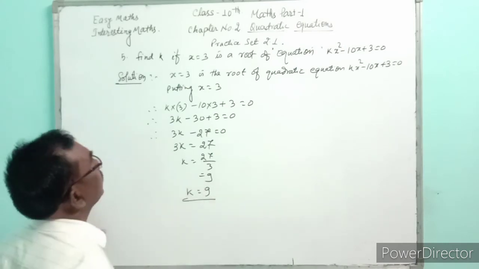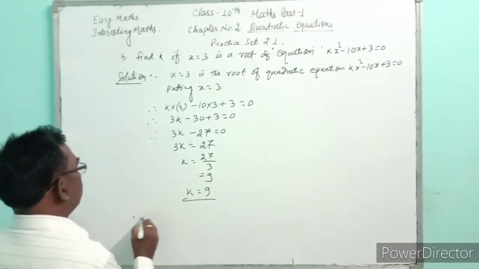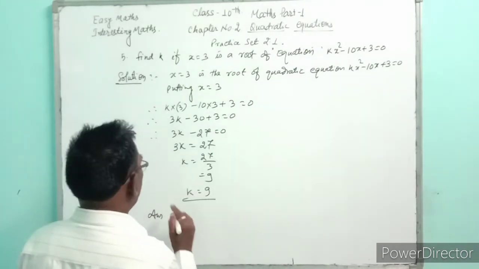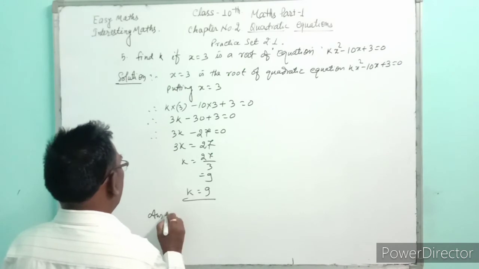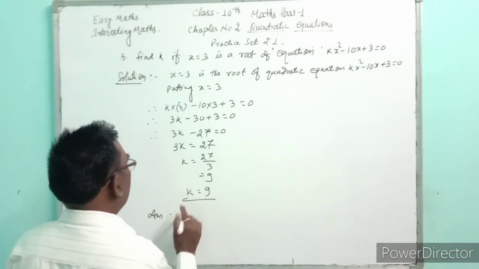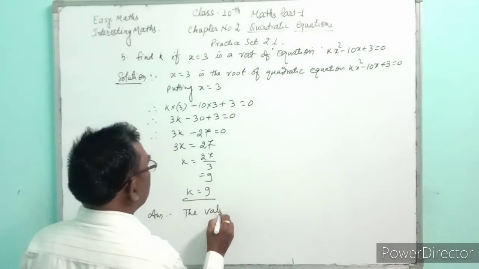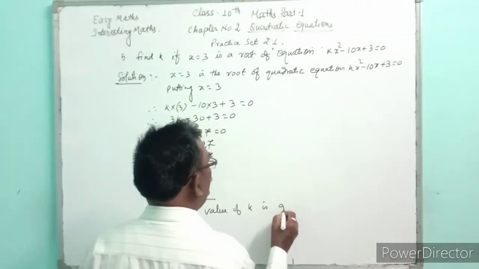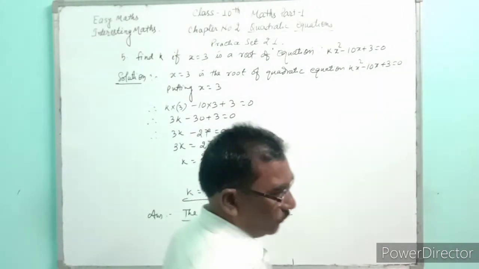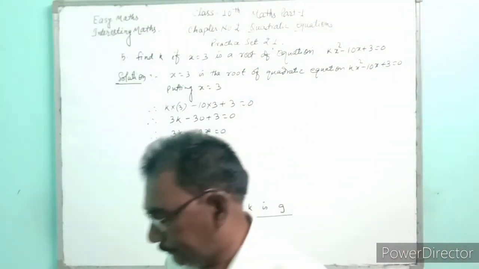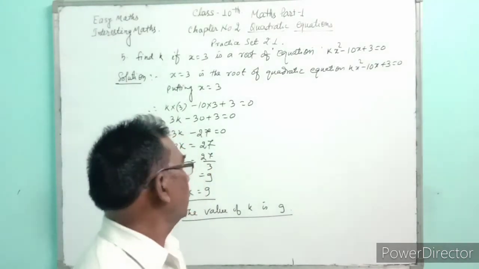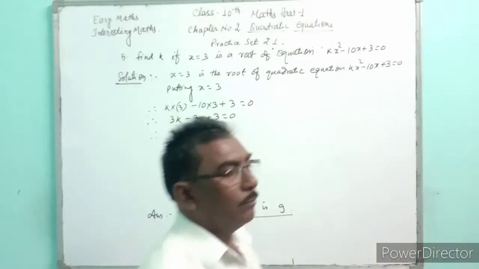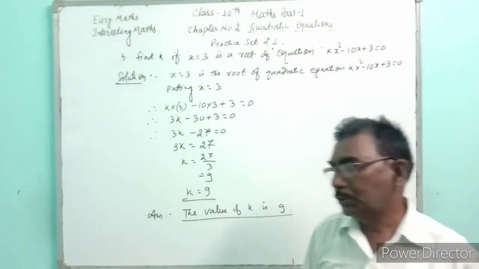Therefore k is equal to 3. So answer: the value of k is 3. In this way, we have solved two problems, question number 4 and question number 5.